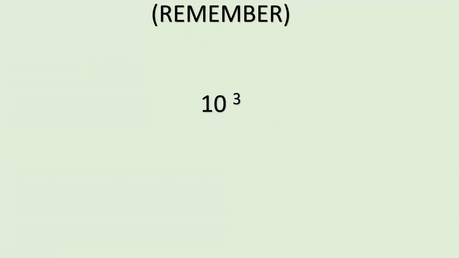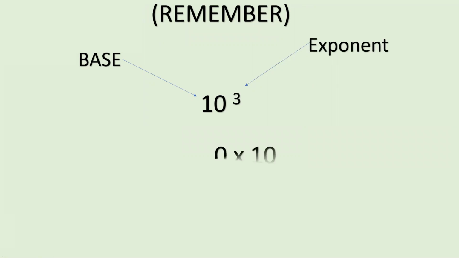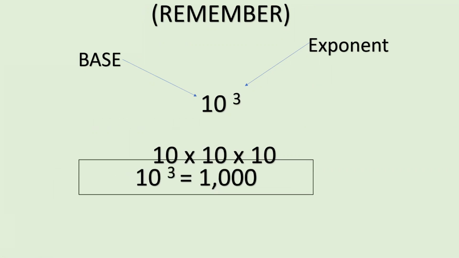All right, recapping a little bit, we have 10 to the third power. Whenever you have a number to a power, we love 10 because 10 is a very easy pattern. But what it means is the base, which the base is the big number, is going to get multiplied by itself the exponent amount of times. Exponent is the little number. So this is 10 times 10 times 10. And 10 to the third power is equal to 1,000.